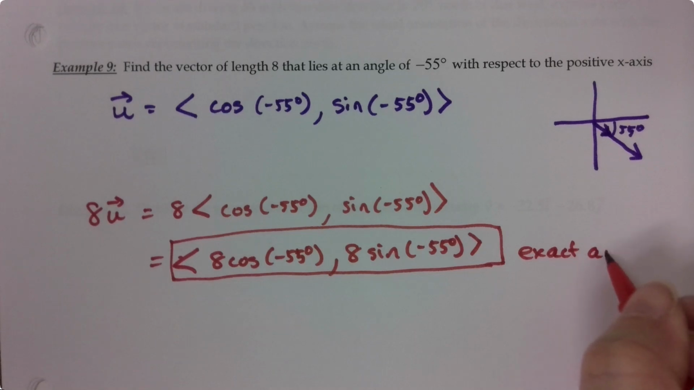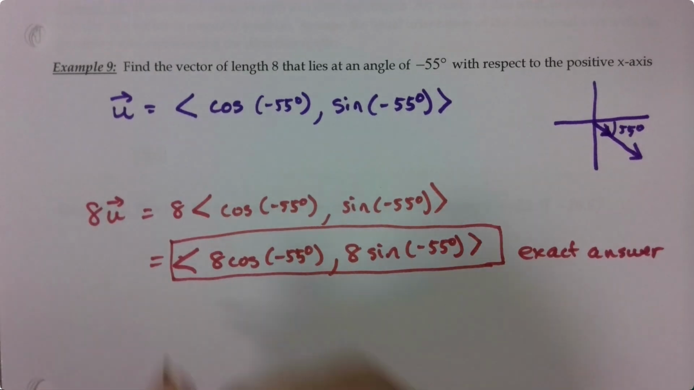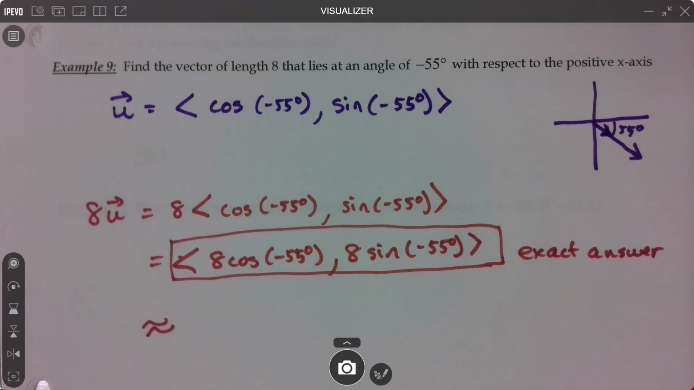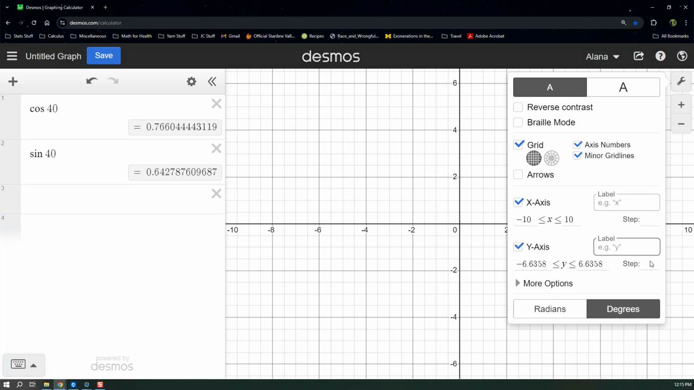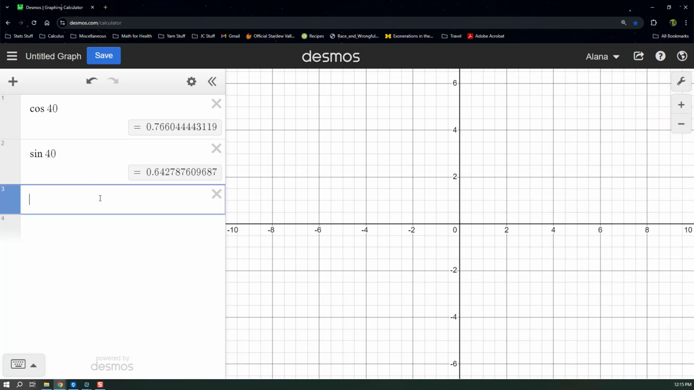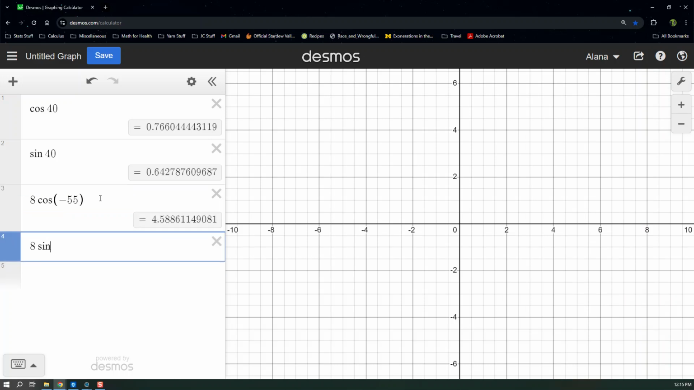But it's not super helpful. I mean, a lot of times we don't really want that exact answer, so we would prefer a decimal approximation. Again, we could use Maple or we could use Desmos. So let me find them. Desmos is particularly easy because I've already put in that I'm in degree mode, and so I just can type 8 cosine negative 55, 8 sine negative 55, and we're done. Right? So 4.589 and negative 6.553.